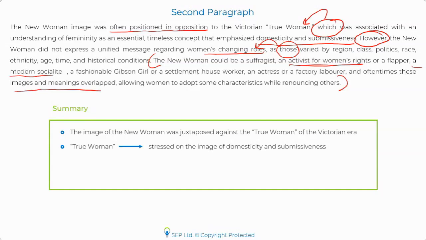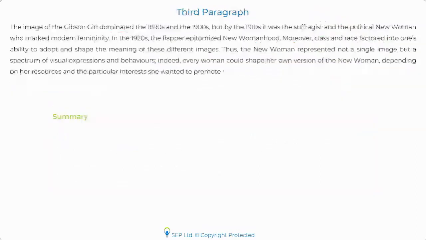In fact, some of these images and meanings overlapped, allowing the new woman to adopt some characteristics while renouncing others. That means what we are really saying is it doesn't mean that a suffragist has only got to be an activist for women's rights. Maybe she can also be a little bit of something else here. All right, that's what I'm telling myself. So the new woman was not a single image. The image varied depending on multiple factors. I tell myself this and I move forward.